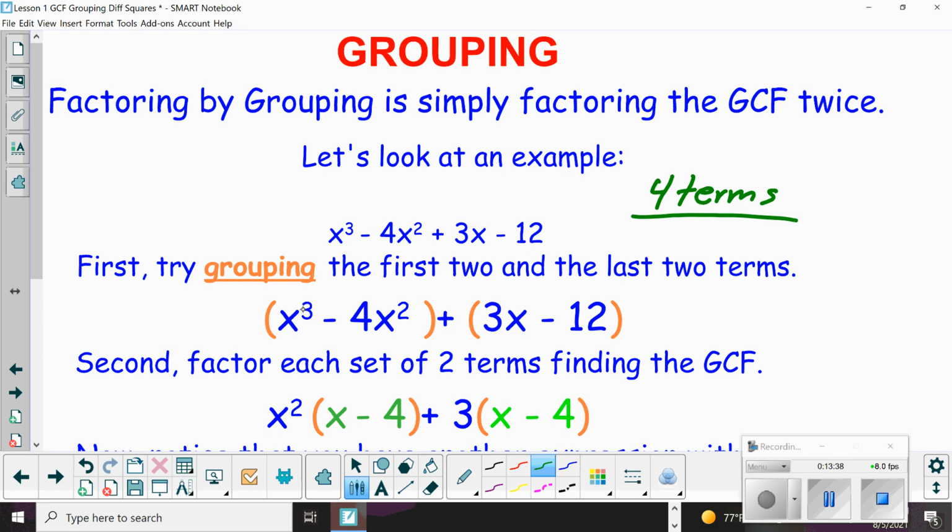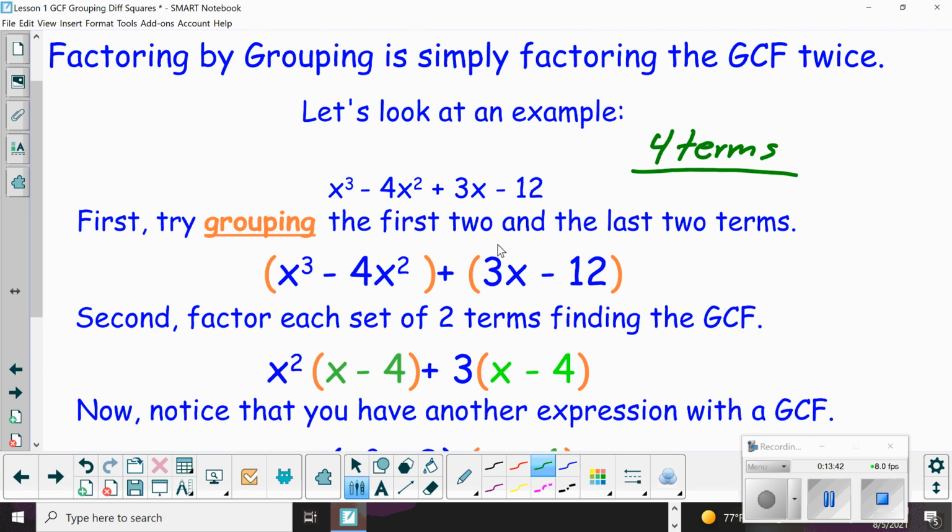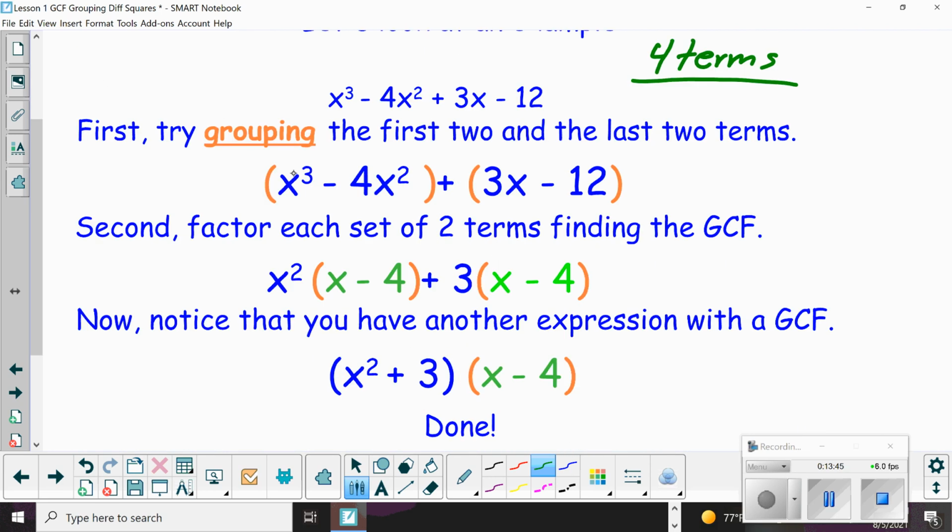So I'm going to group the first 2 and the last 2. Then I'm going to take out the greatest common factor of the first 2. So x cubed, 4x squared, I can get an x squared out, and that'll leave me with x minus 4. Notice if I take an x squared out of each of these, that's how I get x and minus 4. Then for 3x and 12, 3 is common to both. So I take the 3 out and I get x minus 4.